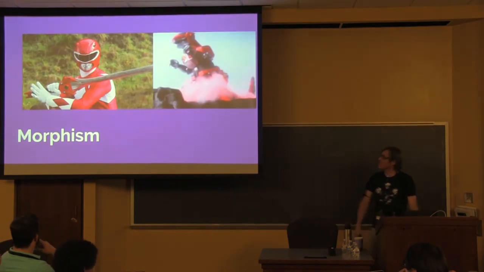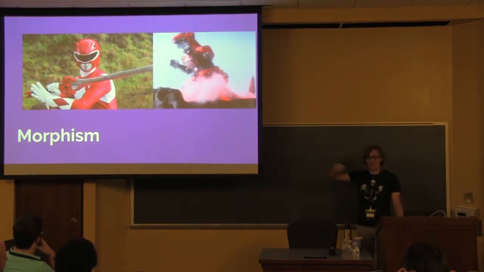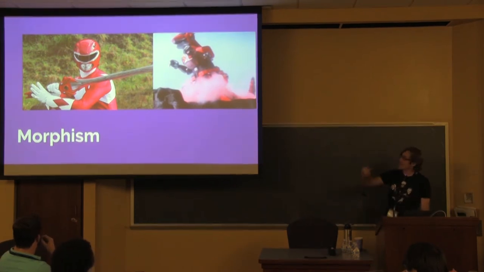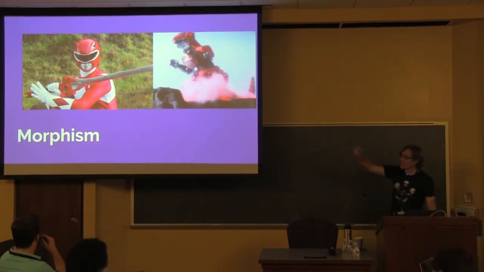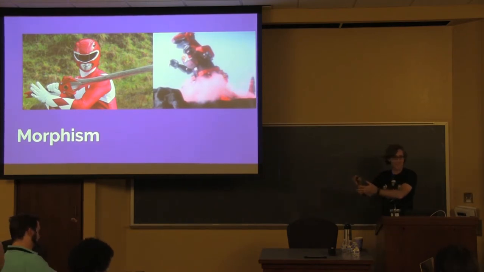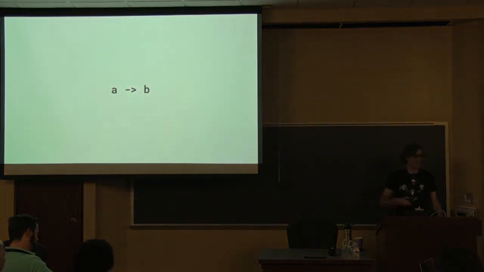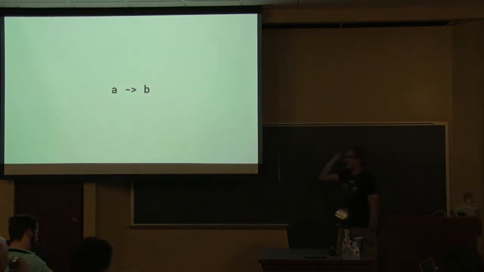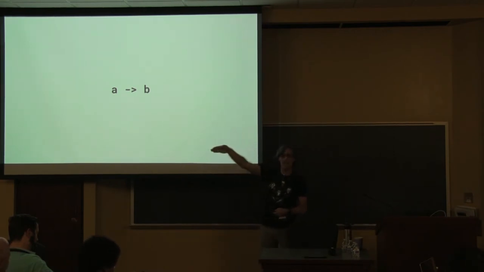It isn't anything like that. So we're going to start off with the morphism. A morphism, that's the morphism. The Red Ranger gets into his Zord. We have a function from Red Ranger to Zord. That is a morphism. This is A to B. Everyone's seen A to B, these type signatures. This is a Haskell-style type signature. It means the input is an A, the output is a B, for anyone not familiar with that type signature.